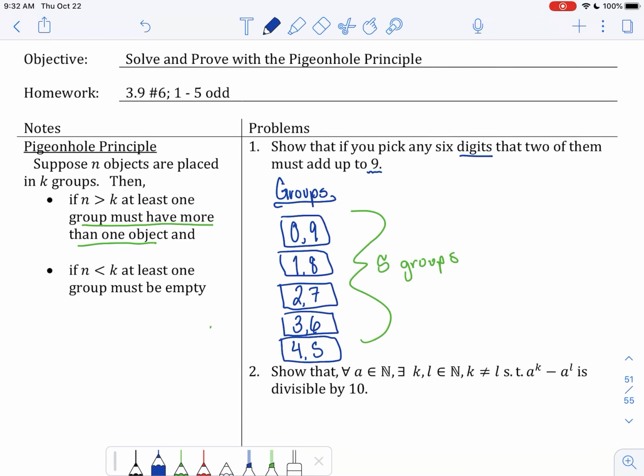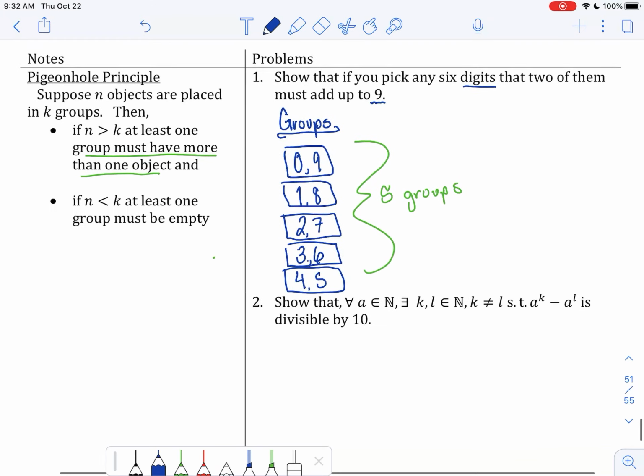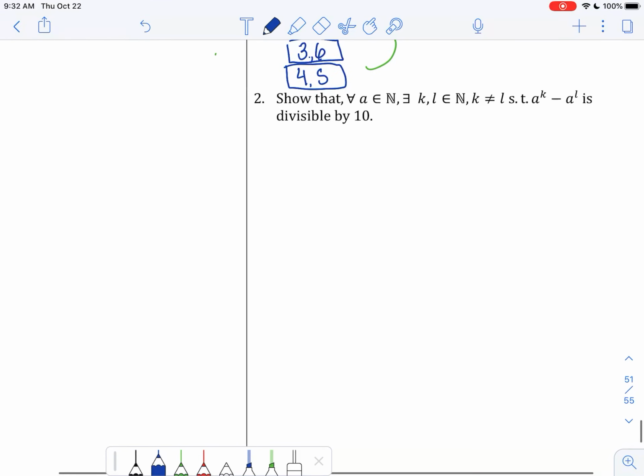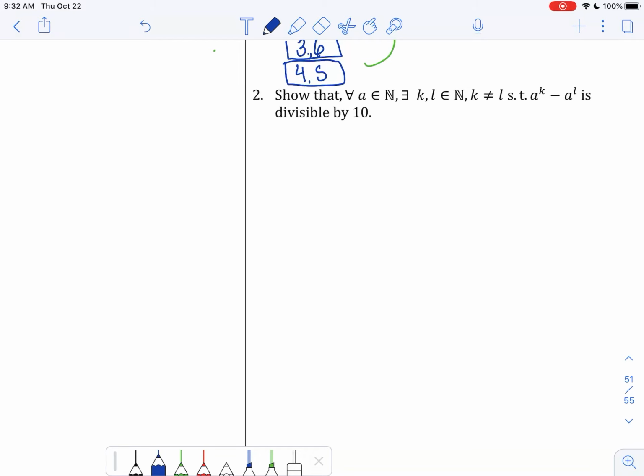If you want to see a more written out explanation for this, please look at the attached PDF, because taking the time to write that out is just going to make this video really long. So if I'm looking now at number 2, it says, show that, and here we have our symbolic logic, show that for all a in the natural numbers, there exists a k and l in the natural numbers, where k is not equal to l, such that a to the k minus a to the l is divisible by 10.